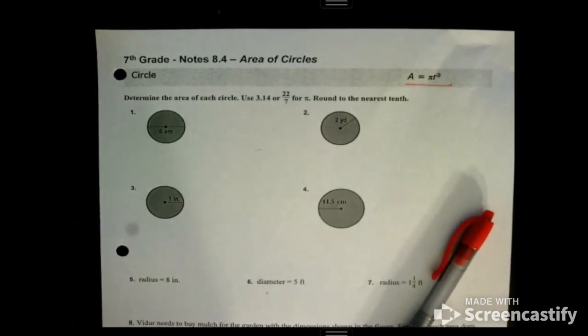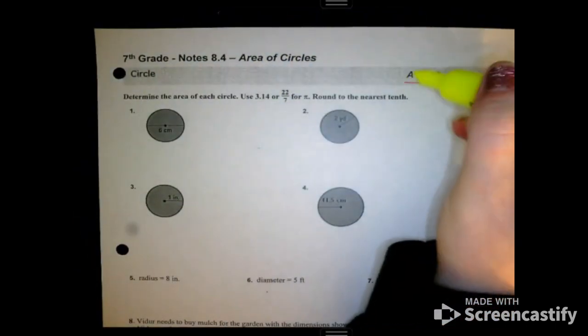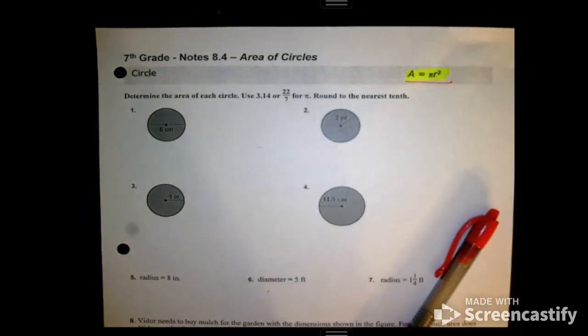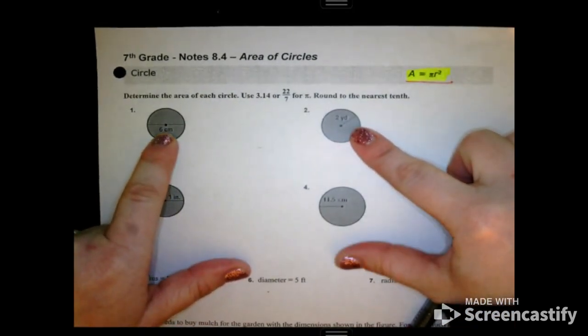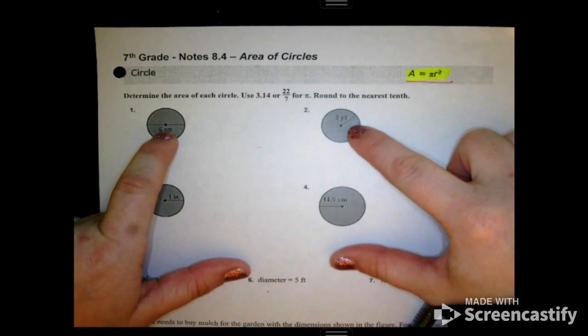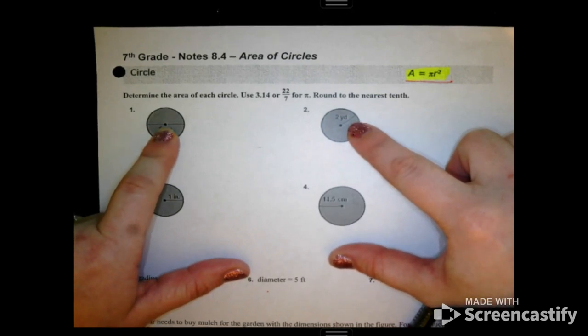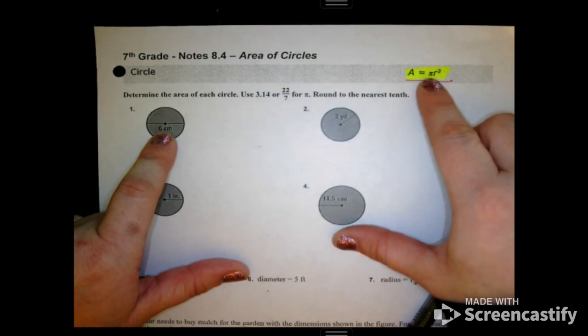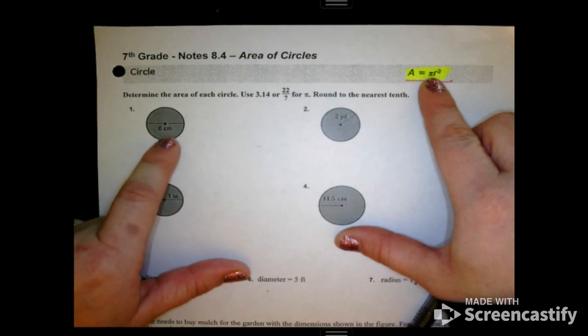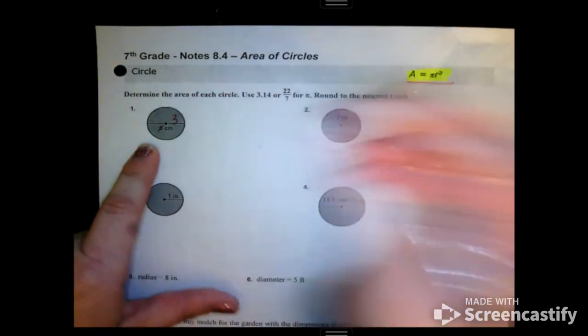Okay, well, what do you notice about that first picture? It's the line. What's the difference between this and this? One's going all the way through the middle and one stops halfway. Which one's radius, which one's diameter? Radius is number 2, diameter is 1. Okay, so if my formula is asking for pi r squared, I need radius, right? This gave me diameter, so how would I find the radius? I would halve it. So half of 6 is 3.